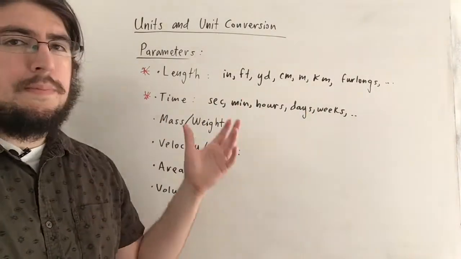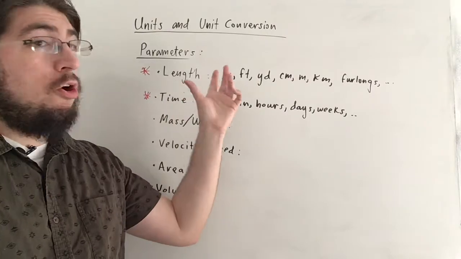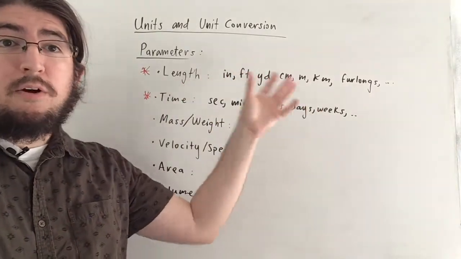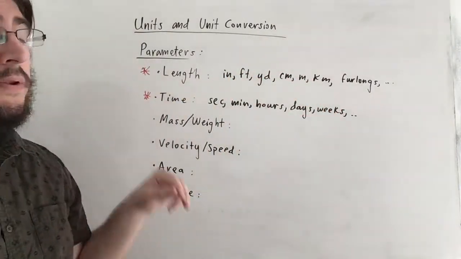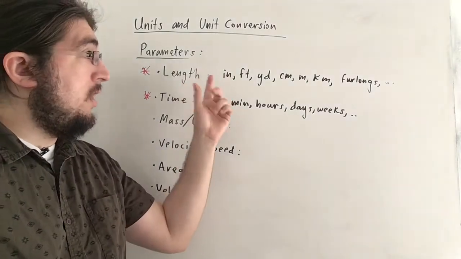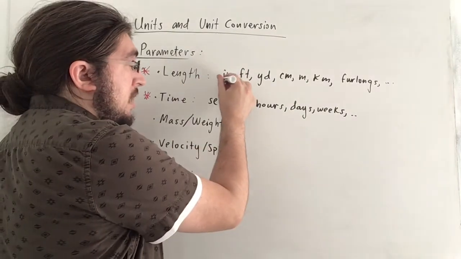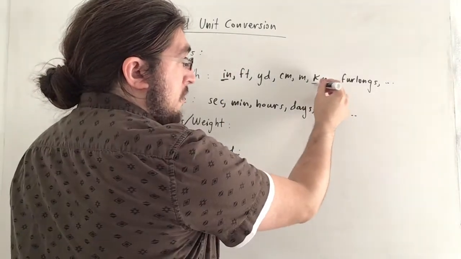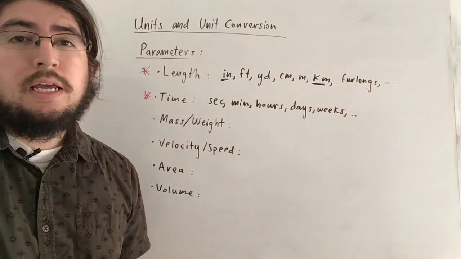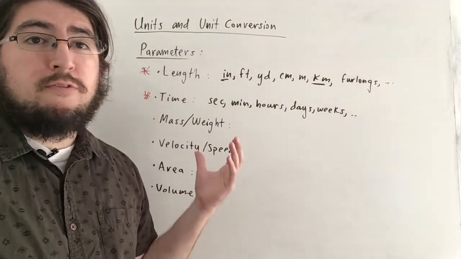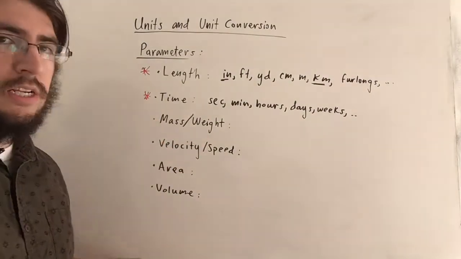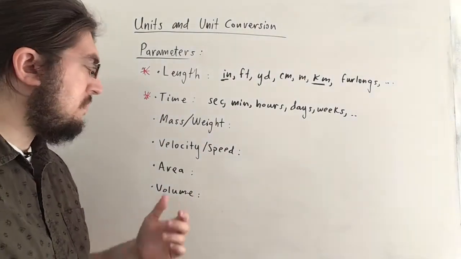But these are just examples of different units, and they're all somewhat related in the sense that they all correspond to the same parameter. In other words, there is a relationship between the number of inches in a certain length and the number of, let's say, kilometers in a certain length. And that's what we're going to be discussing when it comes to unit conversion. But for right now, let me talk a little more about this list.